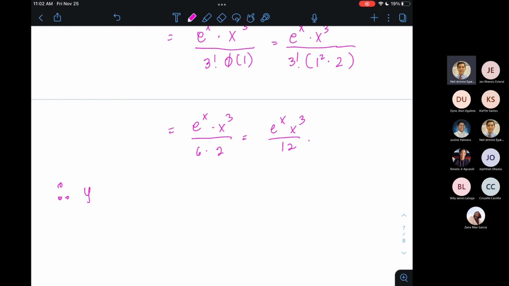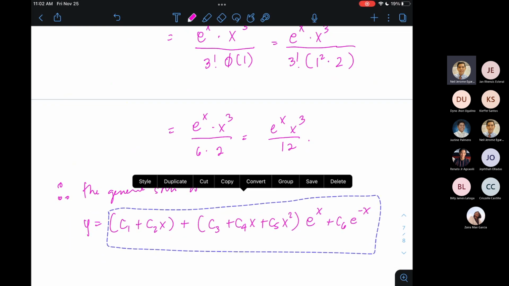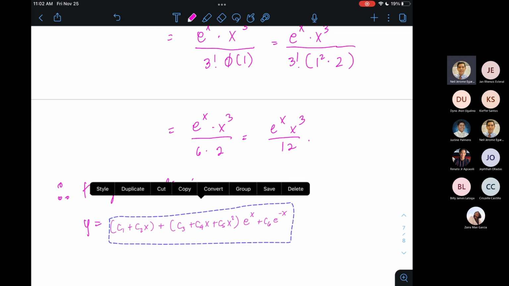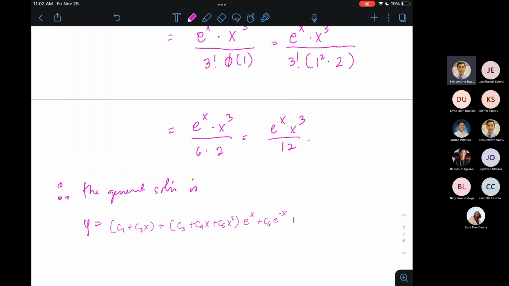So finally, the general solution is y equals our y sub c, which I copied over from above, plus the particular solution, e to the x cubed all over 12. Okay, all good? Sige, one more example pa para mag-stick yung method. I think we're at example 4 now.